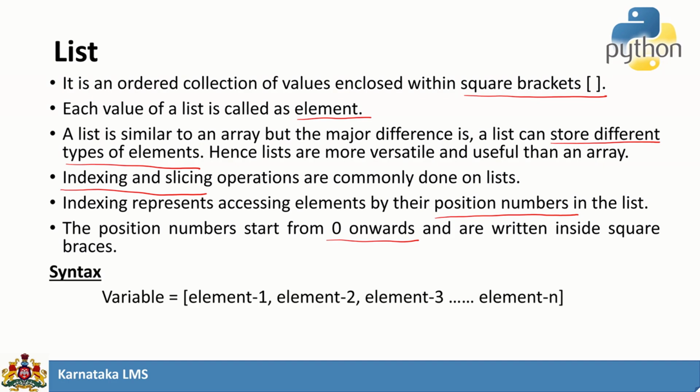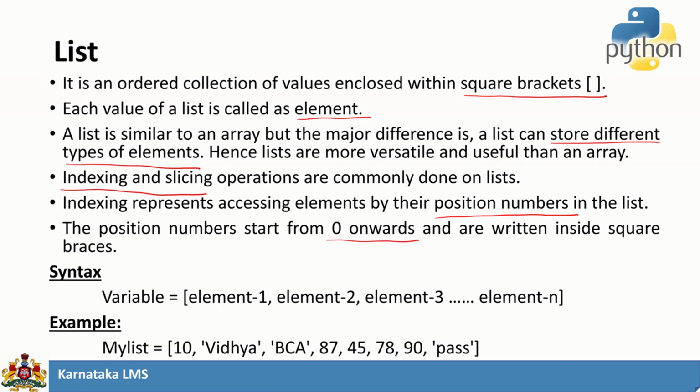The syntax for creating a list is: variable equals, within square braces, element 1, 2, 3 and so on. For example, my list is equal to 10, Vidya, BCA, 87, 45, 78, 90, pass. In this example, we have an integer, a string and even a float data type that you can store. So a list can hold different types of data. It may be an integer, string, float or a boolean. That is the difference between an array and a list.